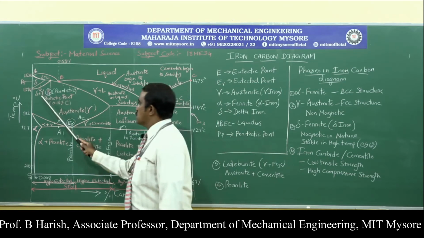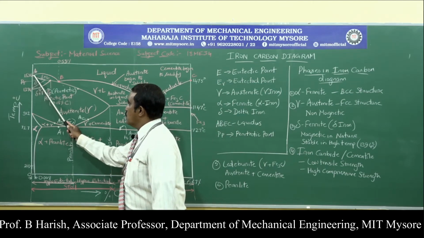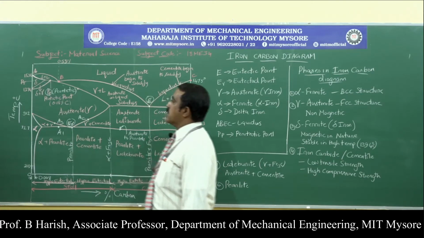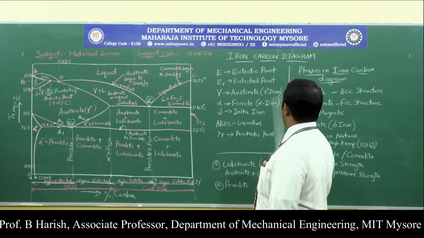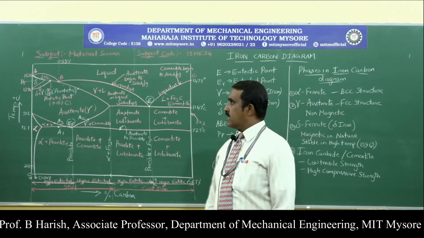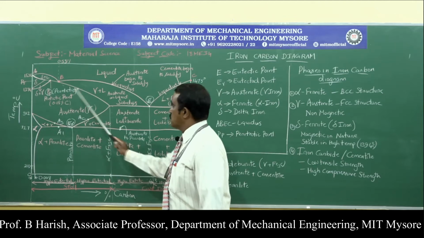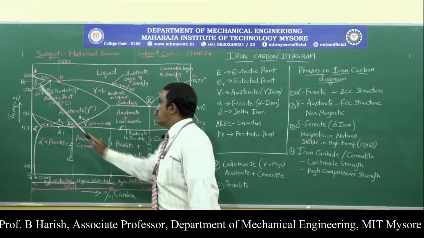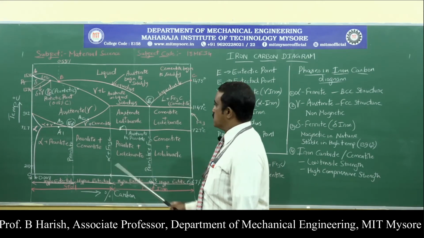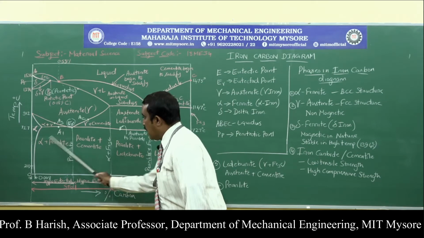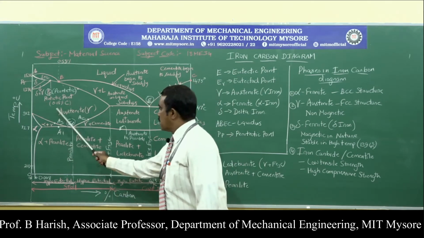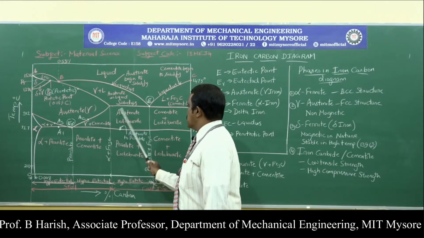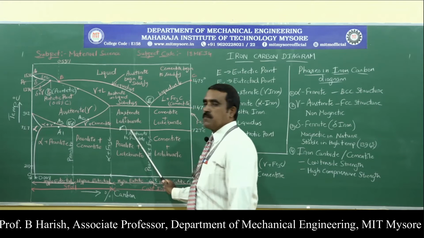Then you can look at this region, which is the delta region. From here to this point, this is delta. Delta is one of the different phases that come in the iron carbon diagram. Then this point is called the peritectic point, PP. The peritectic temperature, PT, is 1475 degrees centigrade. And then this is the region of alpha plus pearlite. This is the region of austenite, which is gamma. Then this is the region we call austenite plus ledeburite.